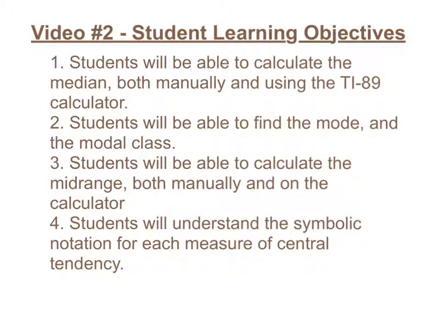In this video, we are going to work on calculating the median, both manually and using the TI-89. We're also going to look at calculating the mode. You can't do that on the TI-89, so we'll just do that manually. And then we will work on the mid-range, again, both manually and partially on the calculator. And then I want to make sure that you understand the symbolic notations for each of these measures of central tendency. So those are our goals for this video: the median, the mode, and the mid-range.